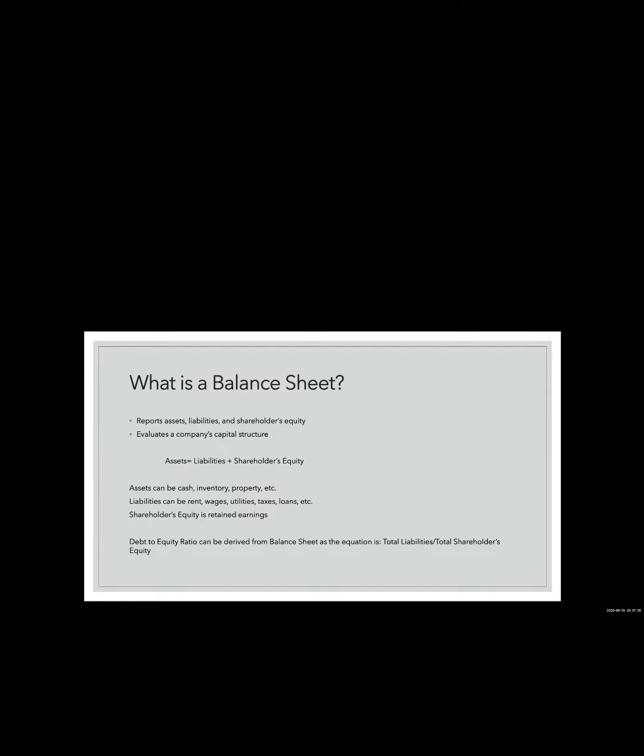Another component of a financial analysis is the balance sheet. So what is a balance sheet? A balance sheet reports assets, liabilities, and shareholders' equity. A balance sheet evaluates a company's capital structure. So it's assets equals liabilities plus shareholders' equity. Assets can be cash, inventory, property, whatever it may be. Liabilities can be rent, wages, utilities, taxes, loans, etc.